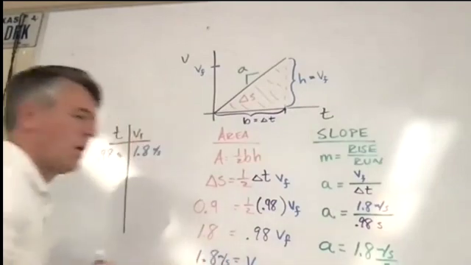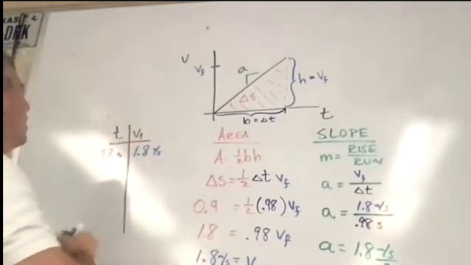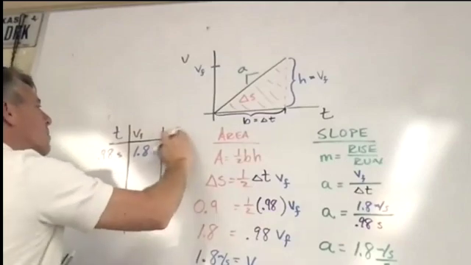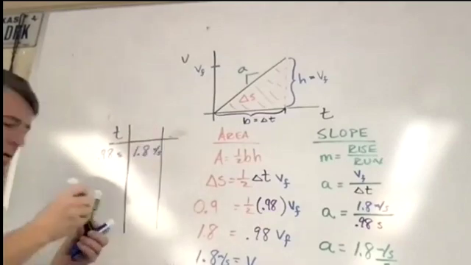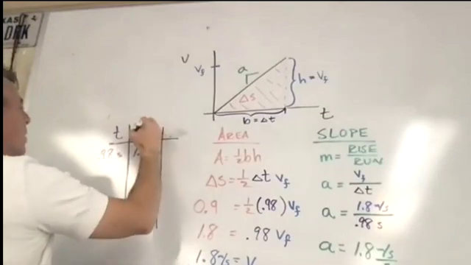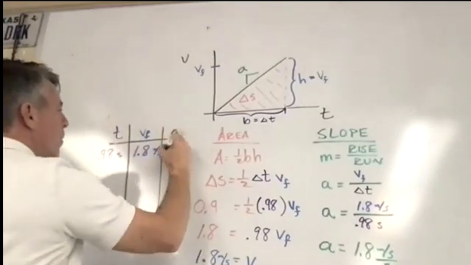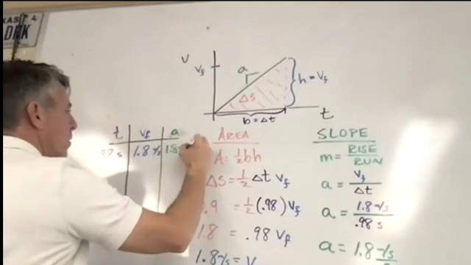Okay, that makes a lot more sense. So I'm going to go ahead and add a column here of A. Actually, let's keep this. A is 1.8 meters per second every second.